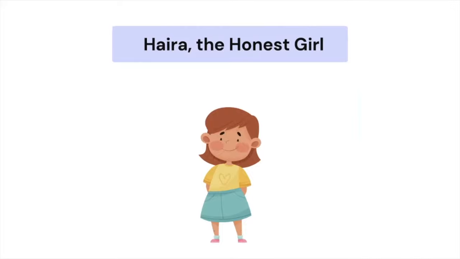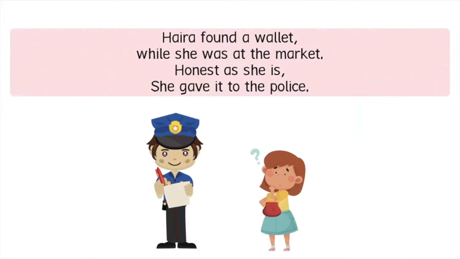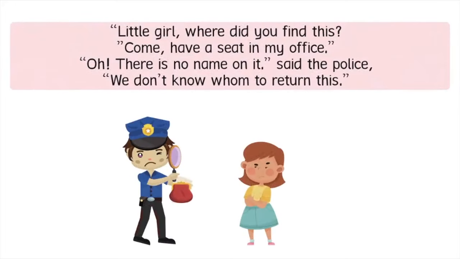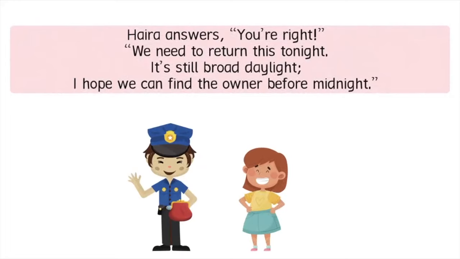Hira, the Honest Girl. Hira found a wallet while she was at the market. Honest as she is, she gave it to the police. Little girl, where did you find this? Come, have a seat in my office. Oh, there is no name on it, said the police. We don't know whom to return this. Hira answers, you're right. We need to return this tonight. It's still broad daylight. I hope we can find the owner before midnight.